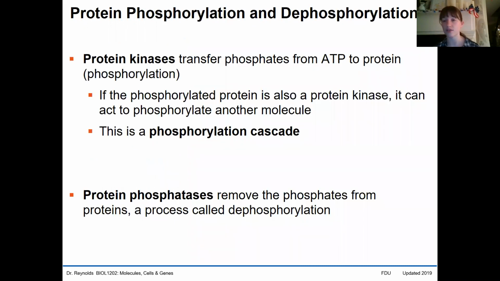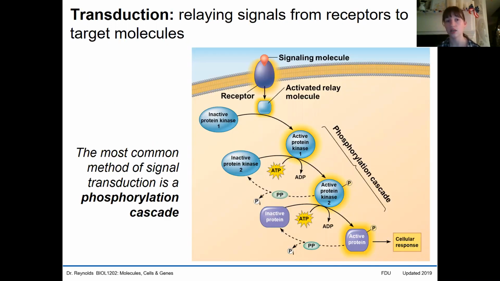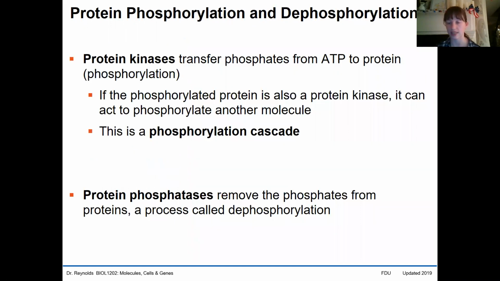Protein kinases are very important in this process because kinases are capable of phosphorylating other compounds. When you phosphorylate another kinase, you can create what's known as a phosphorylation cascade, like the picture that you see here. This is when a kinase becomes phosphorylated, creating an active version of that kinase. Now that kinase can phosphorylate another kinase, creating an active kinase, which can phosphorylate another kinase, creating an active kinase. It's a series known as a phosphorylation cascade.